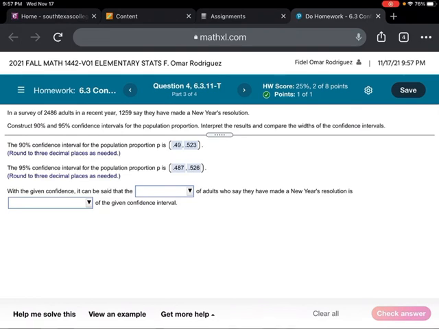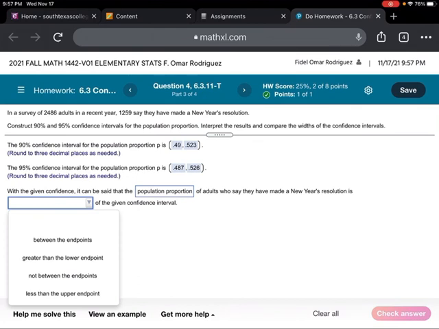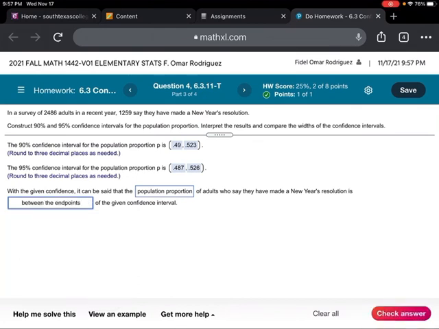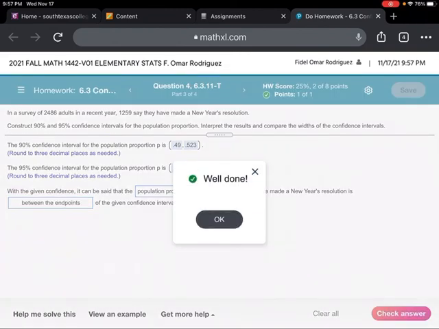Okay, so really what I was showing you, y'all, before I go on, was the 90% done by hand using the actual formulas. And then I showed you the second part using the calculator, and then you can decide which way is better. I want you to notice, in the second line of the problem where it says construct 90% and 95% confidence intervals for the population proportion, we're talking about the population proportion being between the endpoints, somewhere in the middle there, okay? So we're going to check our answer. There we go.